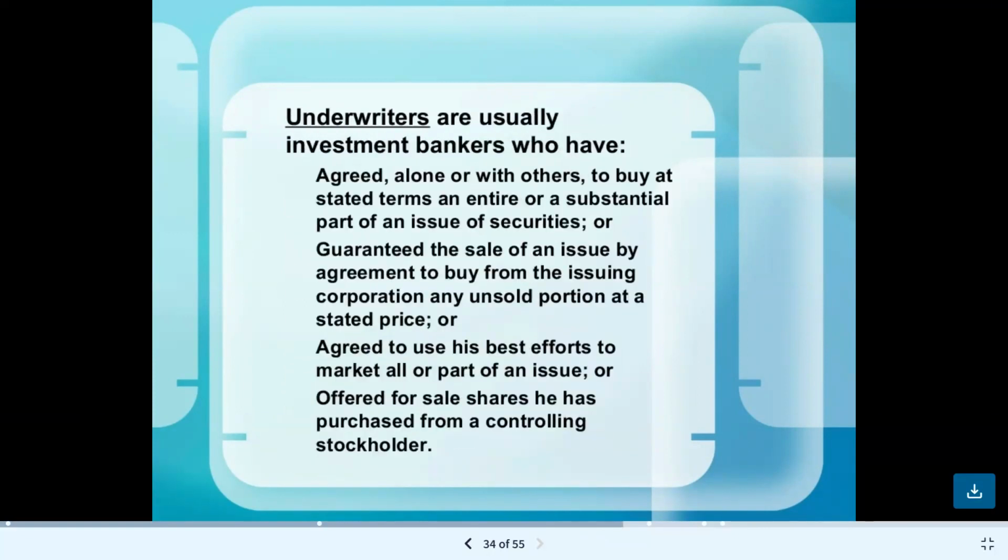Underwriters are usually investment bankers who have agreed, alone or with others, to buy at the stated terms an entire or a substantial part of an issue of securities. So basically, you call them underwriters. They are the ones who will sell the shares of a corporation. Okay?